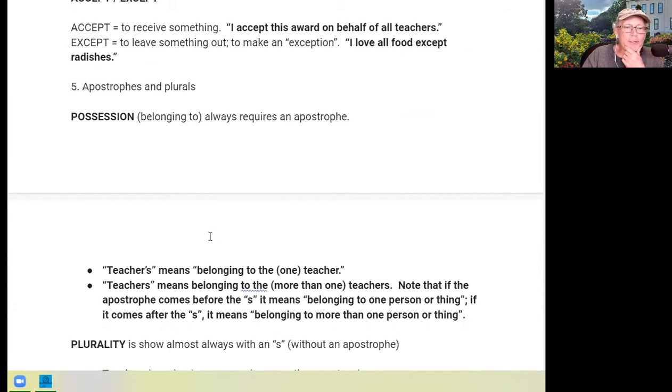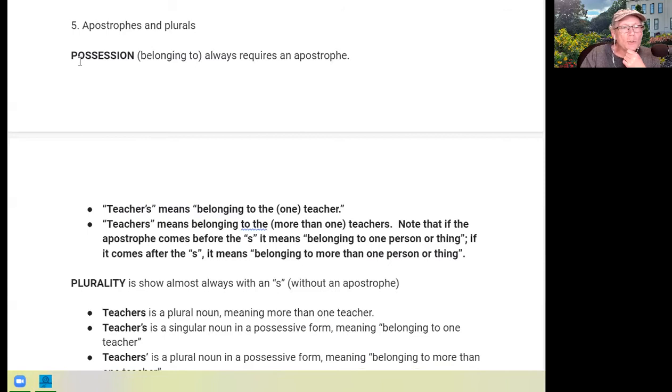Apostrophes and plurals. Apostrophes are used to show possession, which means belonging to. In other words, teacher's means belonging to the one teacher, the teacher's pencil. I kind of did this wrong because you can't really see it. At any rate, I'm going to take away this. Teachers', S apostrophe, means belonging to more than one teacher.